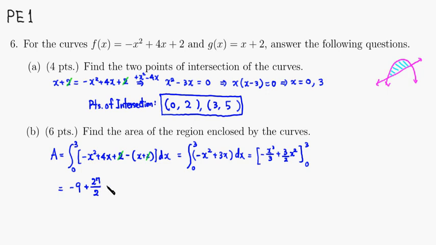So this is going to be, 9 is 18 over 2. If you subtract 18 from 27, that would be 9 over 2. So this is the area of the region bounded by this parabola and a straight line. That's it. I hope that this was clear.